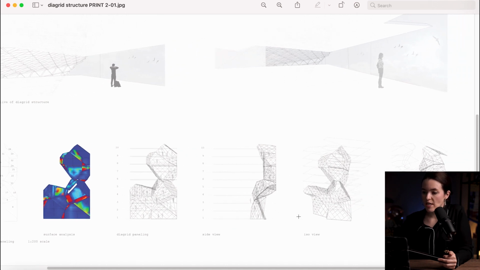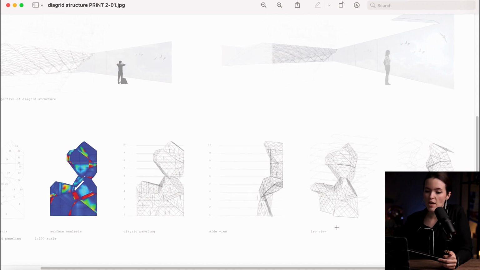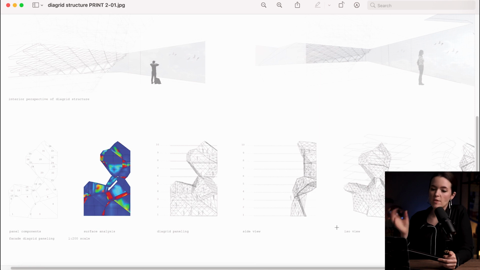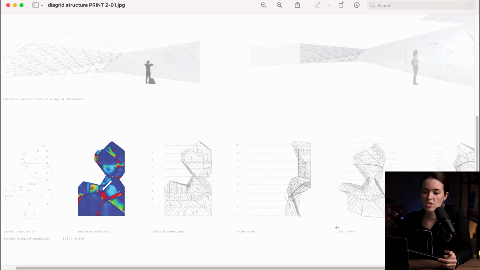And so you would get such a form, and this is just a component of the tower. I didn't work everything out. I just isolated this to show a typical area of how this would come together, and how the facade diagrid and the paneling would work to produce this form.